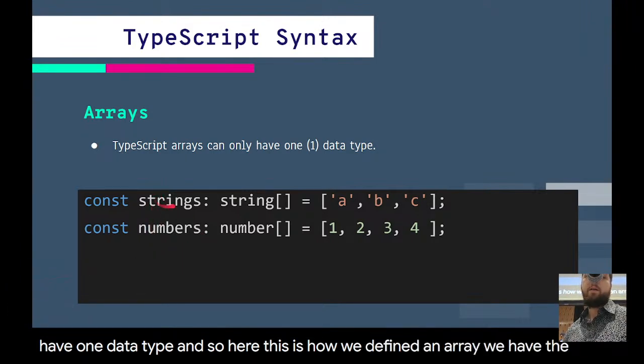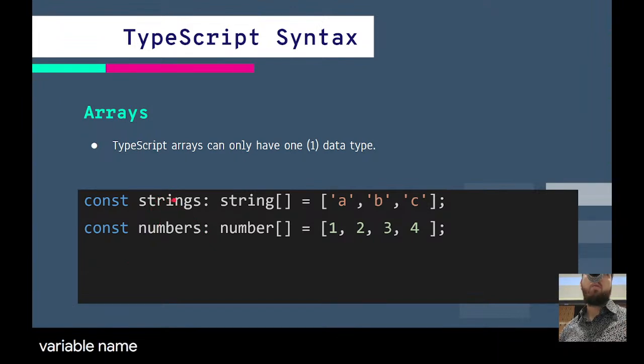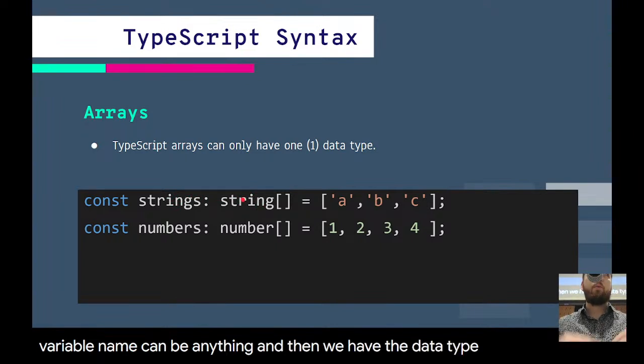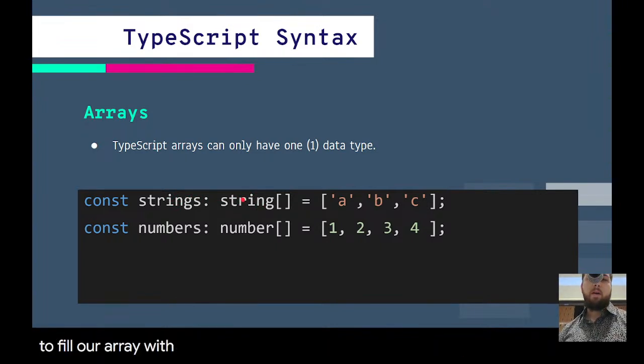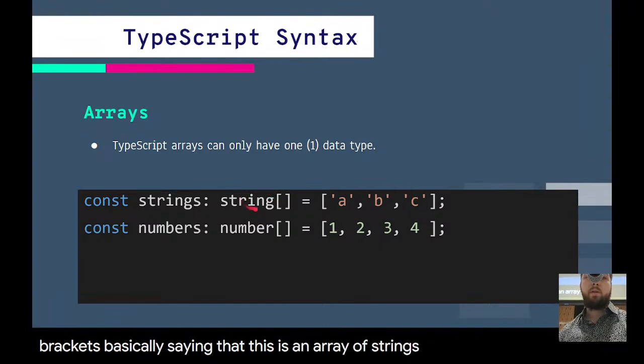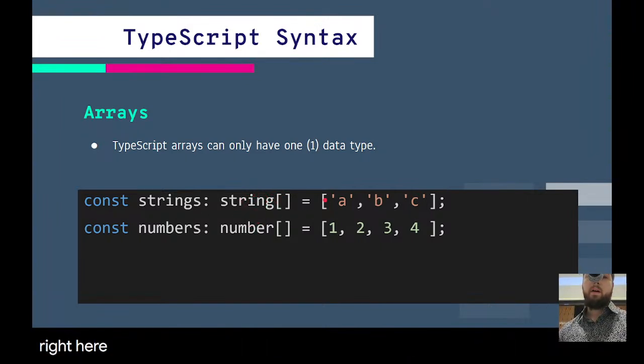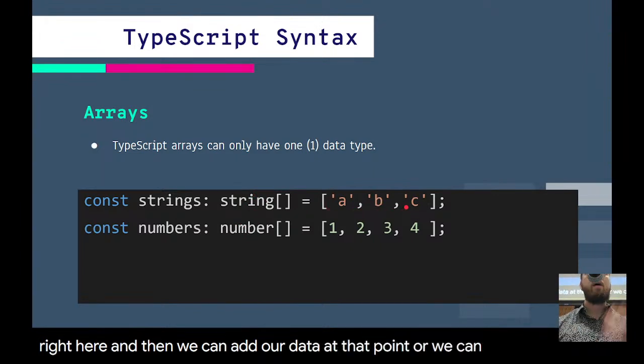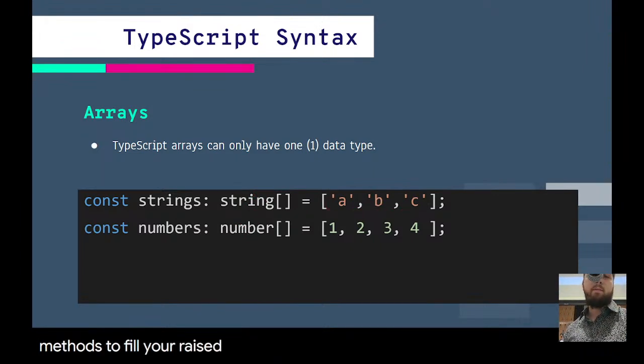We have the variable name, it can be anything. And then we have the data type that we're going to fill our array with. So string, number, boolean, etc. And then we have brackets basically saying that this is an array of strings. That's what this is saying right here. And then we can add our data at that point, or we can use other methods to fill the array with data.